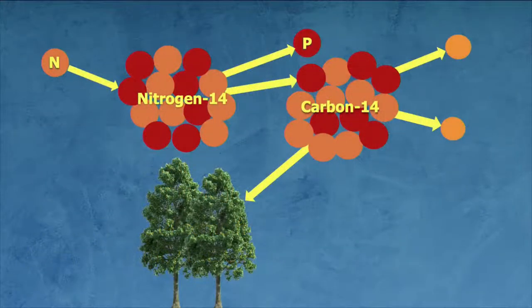So you first of all have a nitrogen form, that little N up there in the atmosphere, and it gets hit by some sort of chemical or a different particle, and it loses some of itself, and it becomes carbon-14. Then carbon-14 is mixed with oxygen and becomes carbon dioxide, and carbon dioxide goes into trees and plants.